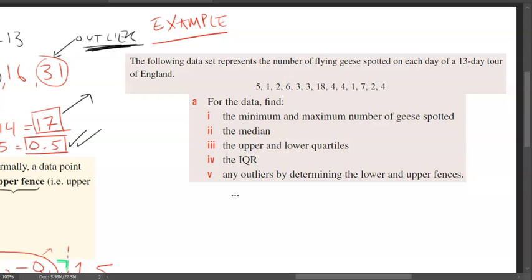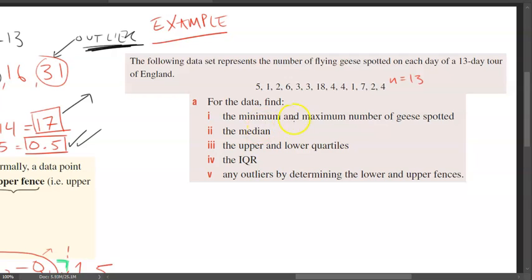The following data set represents the number of flying geese spotted on each day of a 13-day tour of England. Those are the number of geese they saw, 13-day tour. So there should be 1, 2, 3, 4, 5, 6, 7, 8, 9, 10, 11, 12, 13. Yes, so 13 data points. So our n value is 13.